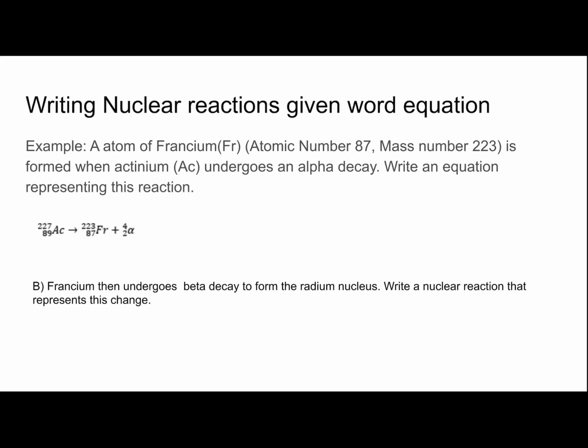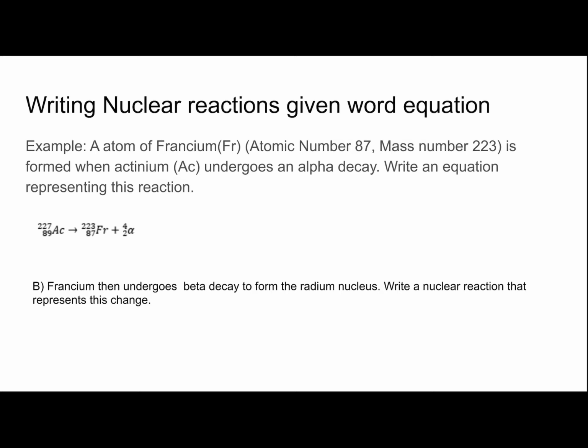Right, so in this case, francium undergoes a beta decay. Once again, we covered that the neutron becomes a proton and an electron, and then the electron is emitted from the nucleus. Once the electron is emitted from the nucleus, we'll have one less neutron and one more proton. So we know francium has a mass number of 223, atomic number is 87.